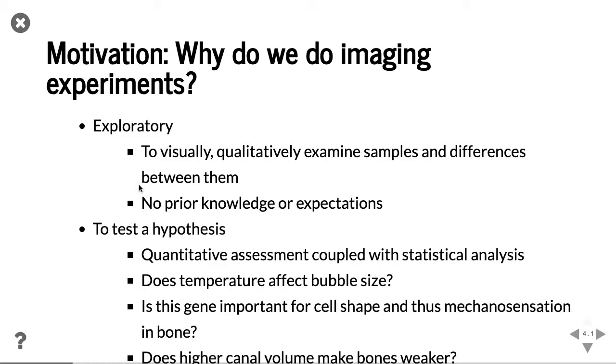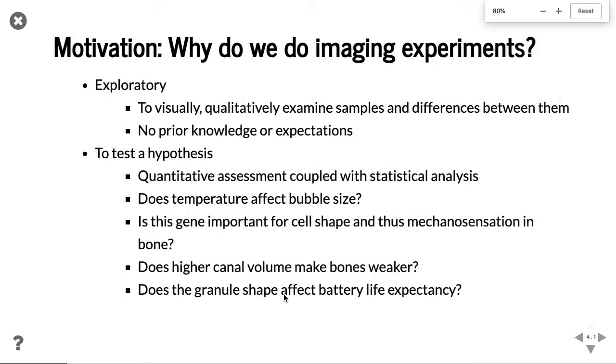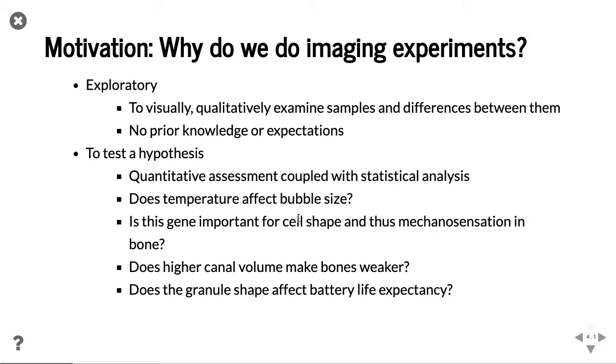And so this is where you can now make a hypothesis, and you need to start coming up with what samples do I actually want to measure, what analysis do I want to do, and then you get questions here, sort of like, does temperature affect bubble size? Is this gene important for cell shape? Does higher canal volume make bones weaker? As sort of an example for when these come in. And then sort of the last one was, does the granule shape affect battery life expectancy?